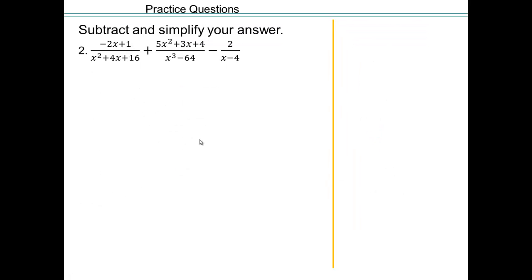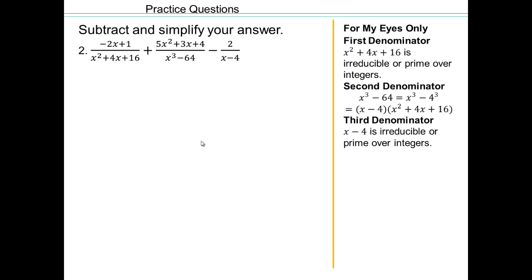Try this problem on your own. Pause the video here. Assuming you've come back, look at the first, second, and third denominators. The first denominator does not factor because no two numbers multiply to give you 16 and add to give you 4. 1 and 16, 2 and 8, 4 and 4. So nothing works. What about here?